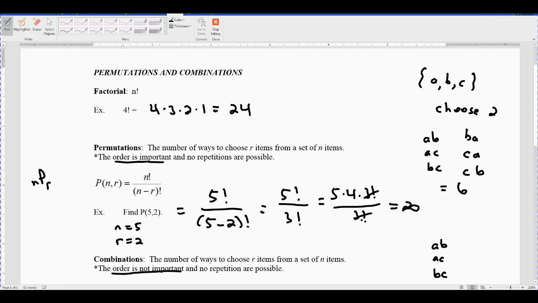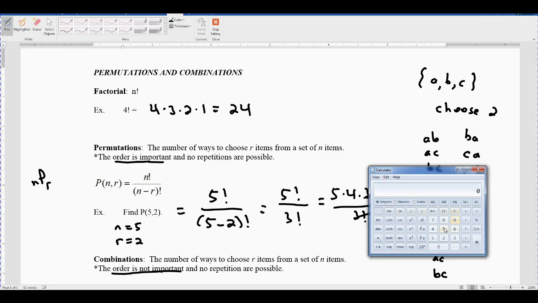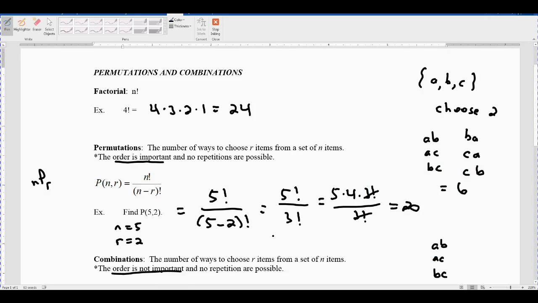Or you could just keep them written down and then cancel. Or you could just do this. You could take out your calculator and find 5 factorial, which is 120, and then find 3 factorial, which is 6. Write that down. And what is 120 divided by 6? It's 20 also. So this is just a different way of doing it.